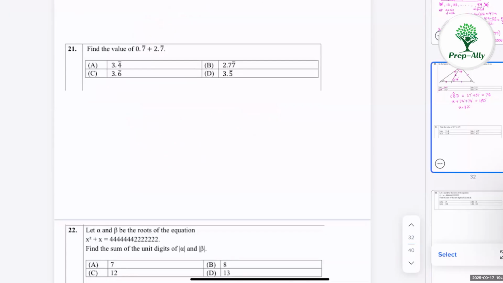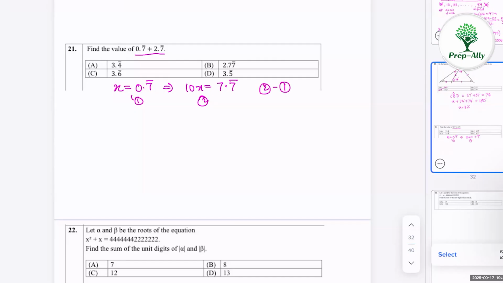So let's look at this question. Question number 21. So we have to find the value of 0.7 bar plus 2.7 bar. So if we take 0.7 bar as x, we have 10x equals 7.7 bar. And if we subtract equation 1 from 2, that is 2 minus 1, we have 9x equal to 7, which means x equal to 7 by 9.